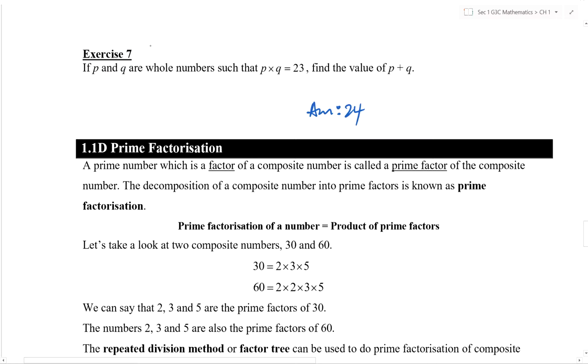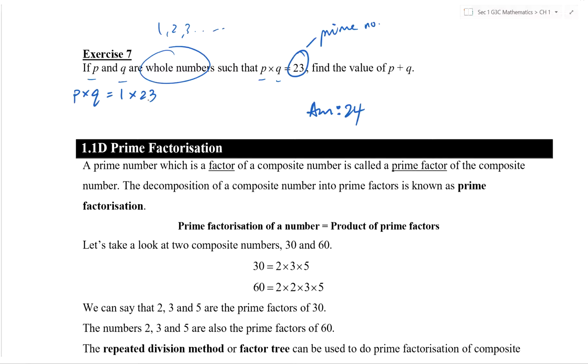What is a prime number? 23 is a prime number. Oh, you're right. This is a prime number. It can only be divided by 1 and itself. Okay, so P and Q, they are whole numbers. So we've got 1, 2, 3, so on and so forth. P times Q is 23. So this tells us that P times Q must be equal to 1 times 23. There's no other option.